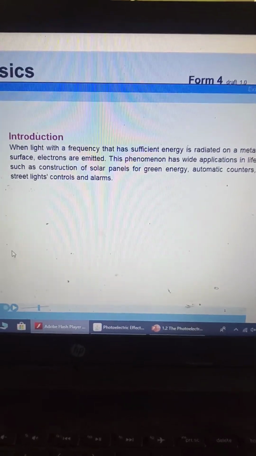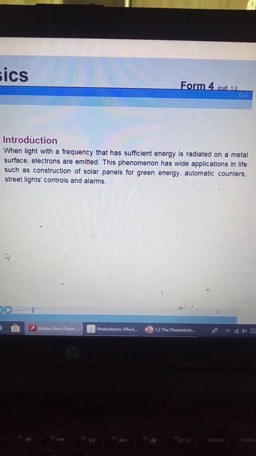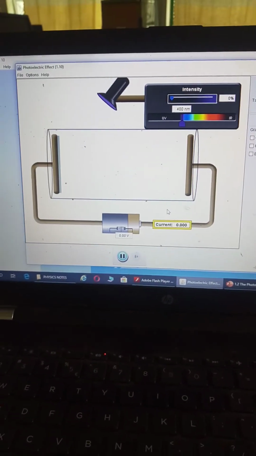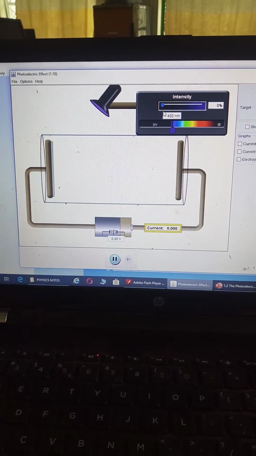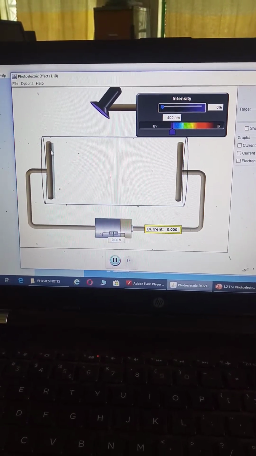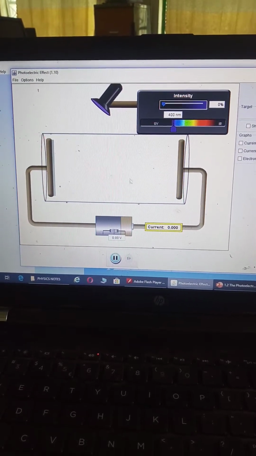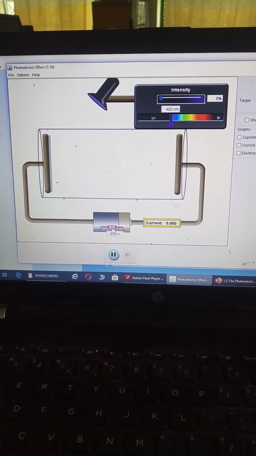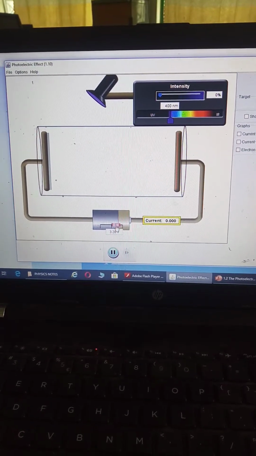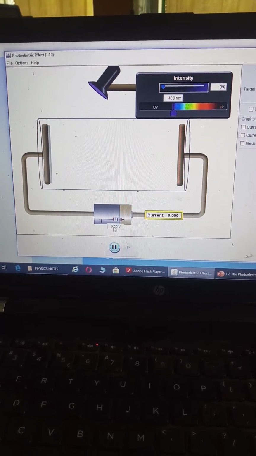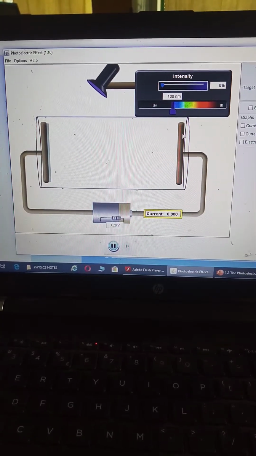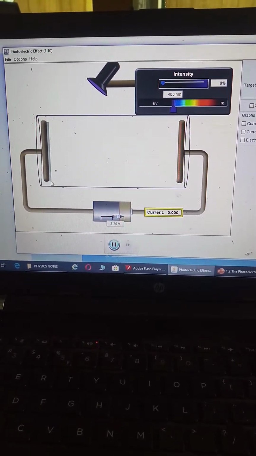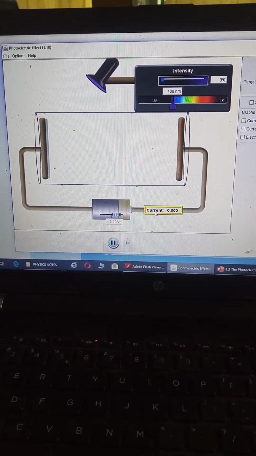When light is incident on a metal surface, we have the setup here. We have light. This is a metal surface connected to an EMF source. Let me make this side more positive, around 3.2 volts. Then this side becomes positive, this one becomes negative. There is a metal surface here, and when we do that, there is no current recorded.